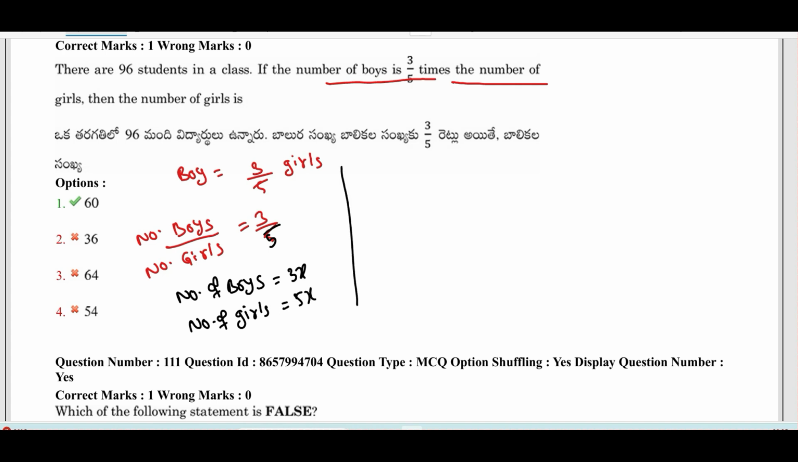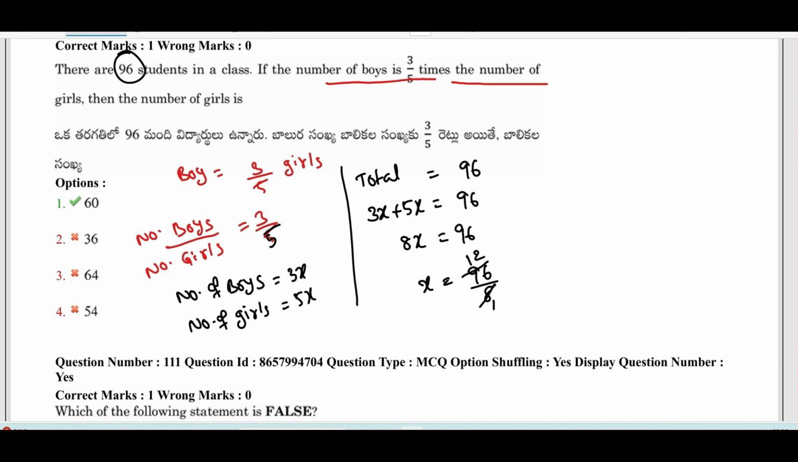And the total number of students is how much? As per the question, the total number of students is 96. From the ratio terms, what is the total number of students? 3x plus 5x equals 96. This is 8x equals 96. From this, x is equal to 96 by 8. 8 1s are 8, 8 2s are 16. So we got the x value as 12.